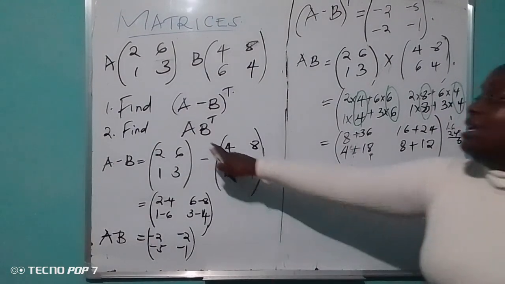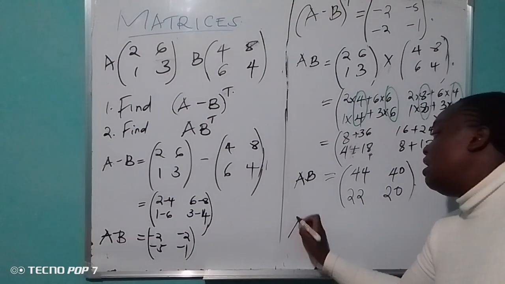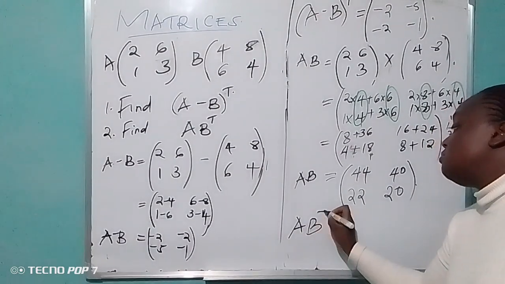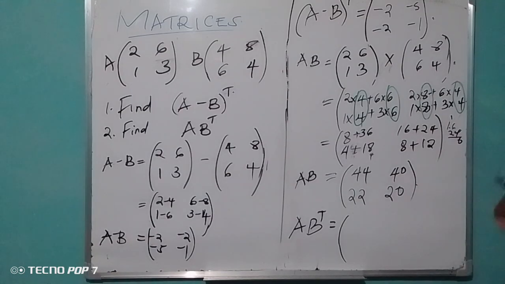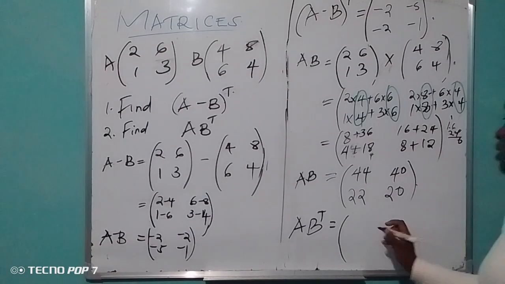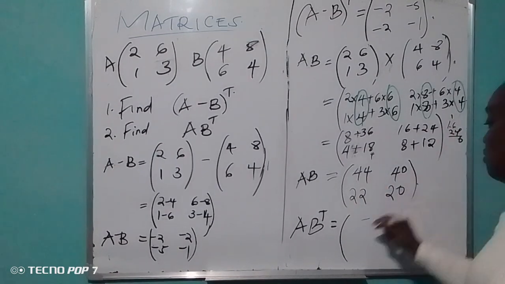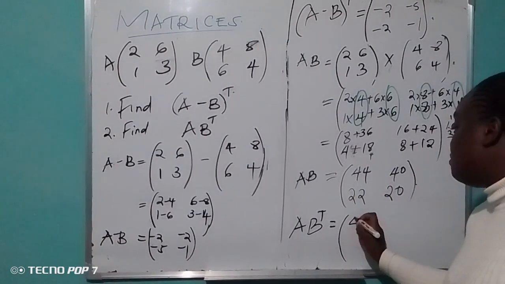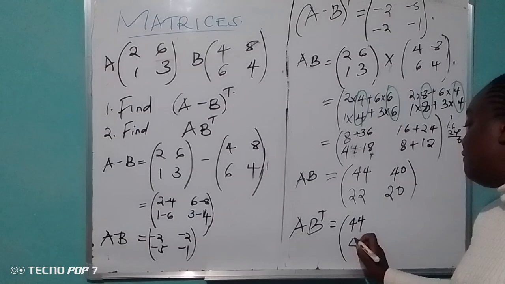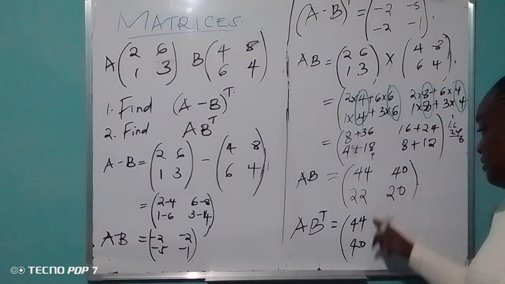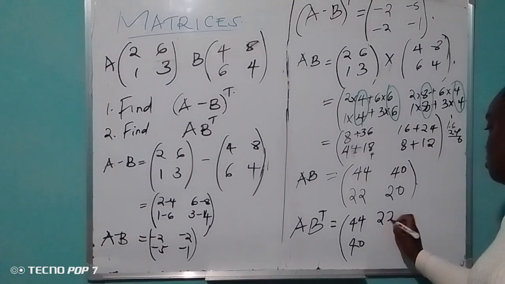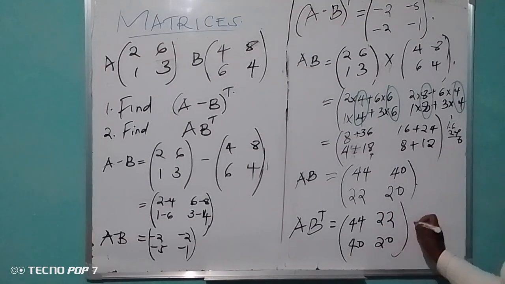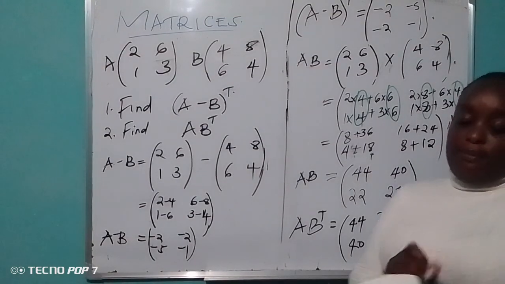But they have asked for the transpose of AB, AB transpose. So it is equal to: the first row becomes the first column, the second row becomes the second column. So in this case, the first row becomes the first column, so 44, then 40. The second row becomes the second column, 22, 20. Simple.